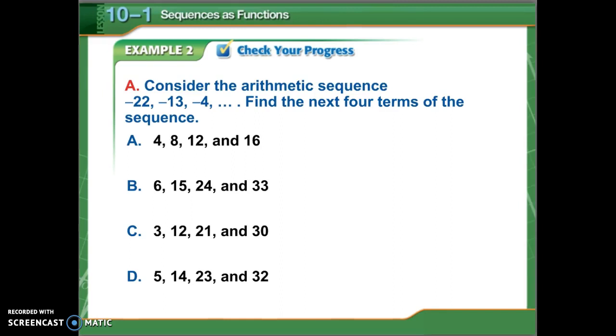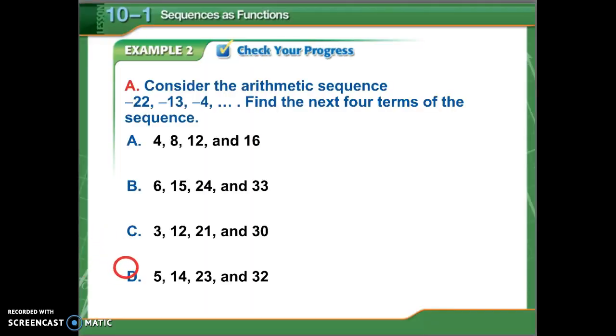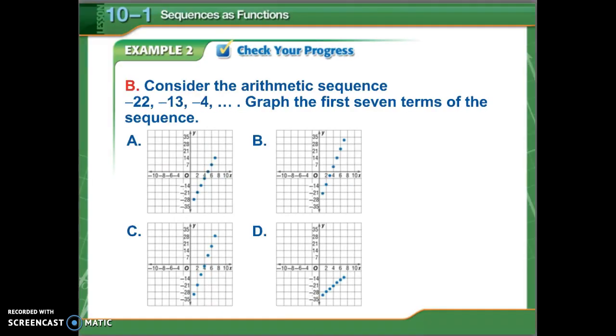A couple check your progress problems. First one, we have an arithmetic sequence of -22, -13, -4. We're asked to find the next 4 terms. The answer for this one is D. And then part B, we're going to graph these terms. So I just figure out the graph, what it would be.